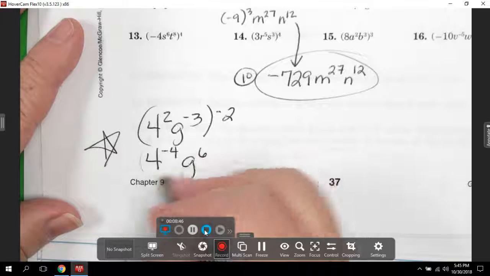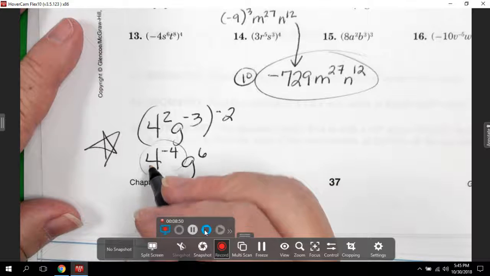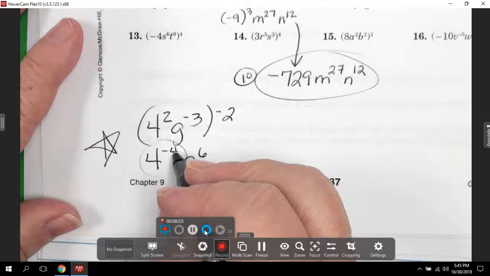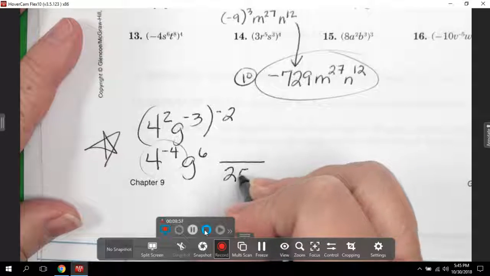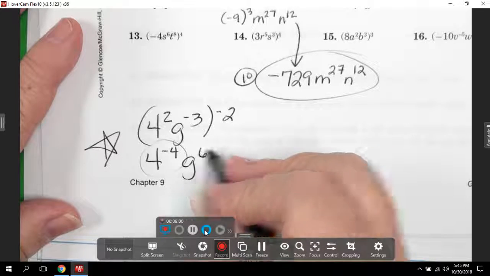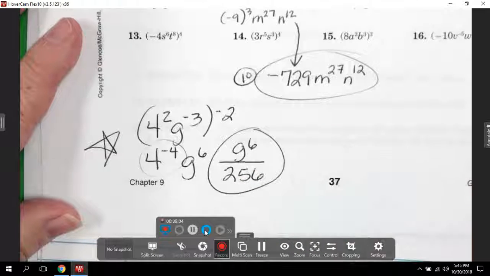We're not done because we've got a negative exponent. We've got to change it to its reciprocal. So 4 to the 4th power is 256, but it's negative, so it's going to move to the denominator. g to the 6th power, its exponent is positive, so it's going to remain in the numerator. And that's the best we can do.